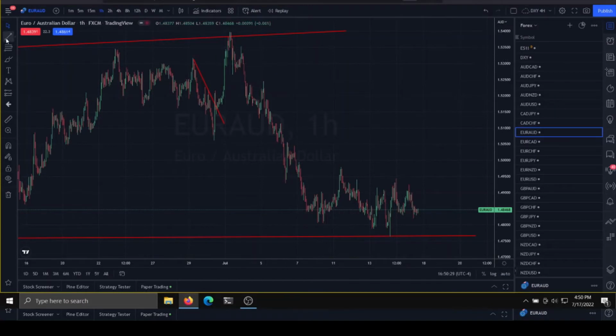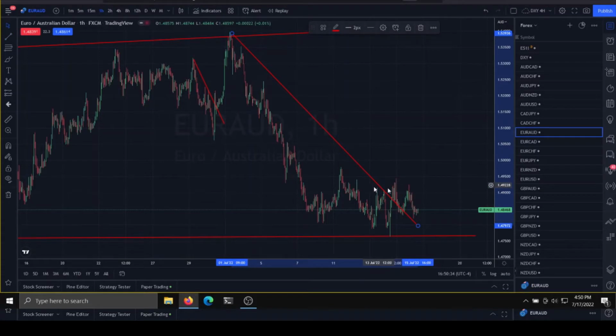You have a break of this trend here. You have a break of this structure level. And you have an impulse and a correction. So if it breaks this top, you may get a buy.